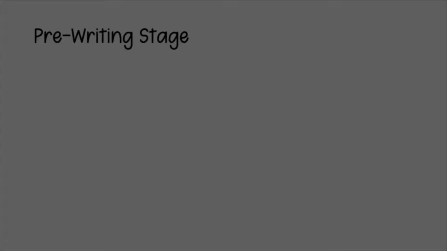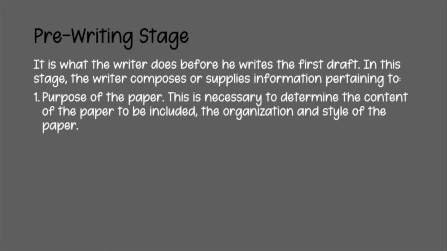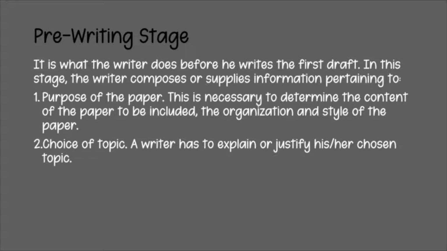Let's start with pre-writing stage. This is the first stage in writing process. It is what the writer does before he writes the first draft. In this stage, the writer composes or supplies information pertaining to number one, the purpose of the paper. So this is necessary to determine the content of the paper to be included, the organization, and the style of the paper. Next up, we have choice of topic.